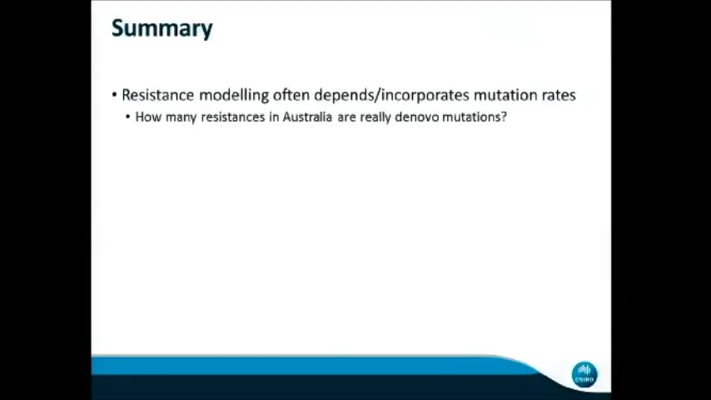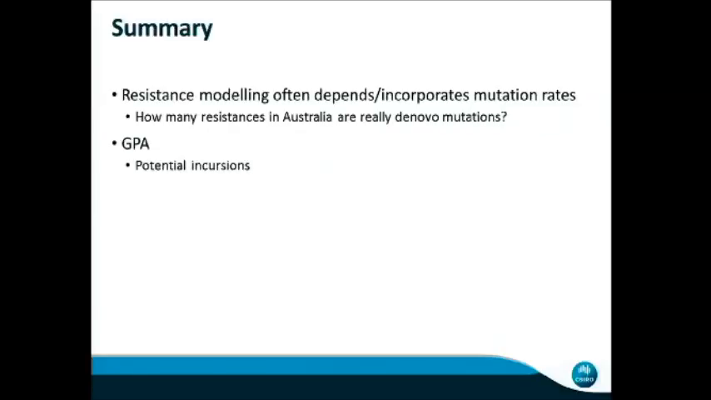Further summary. So this is sort of throwing up a bit of a question that Owen and I were chatting about last night. So a lot of resistance monitoring often relies on, or incorporates at least, mutation rates. But how many of the resistances that we see in Australia are really de novo mutations? How many of them are mutations that have just occurred since the introduction of these things? How many of them are selection on existing background variation? And how many of them are biosecurity incursions?